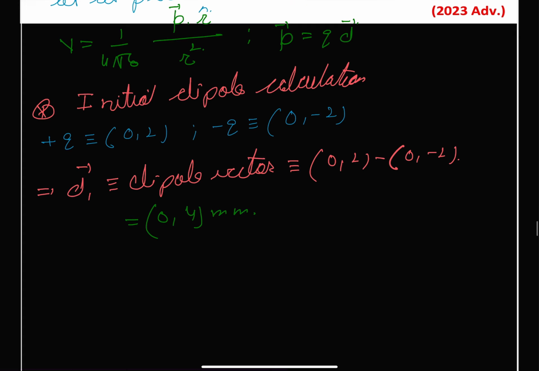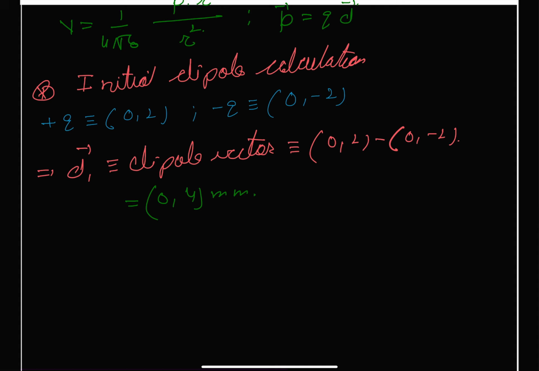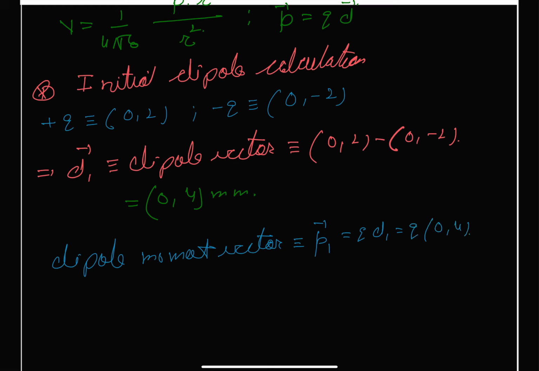So therefore, we can find out the dipole moment vector. Let us call this P1, which will be equal to q times d1, and we get this as q multiplied by (0, 4). We can write P1 as (0, 4) times q. Later we can just solve for q and everything.